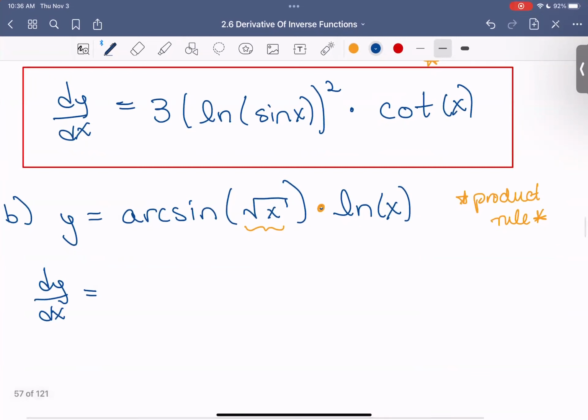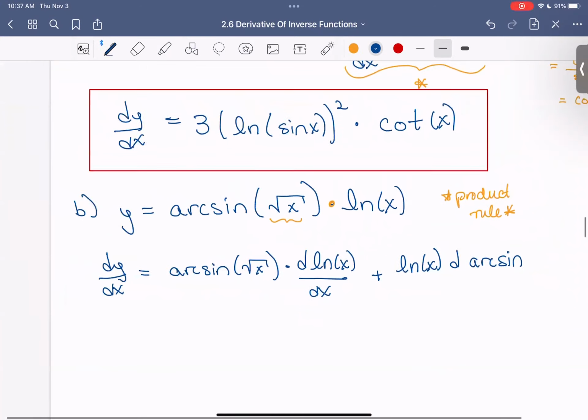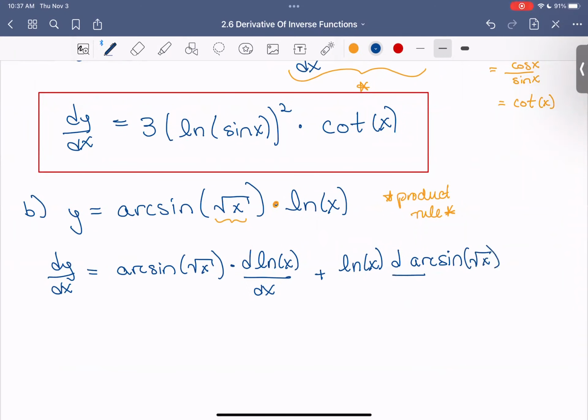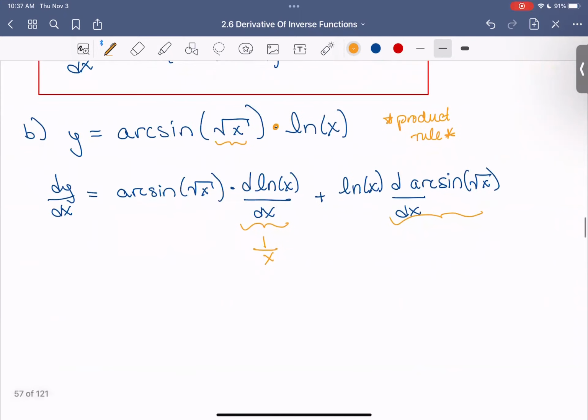So we can use then the product rule. We'll have our first function, arc sine times root x, times derivative of ln of x, plus ln of x times the derivative of arc sine of root x with respect to x. So we know from the formula, the derivative of ln is 1 over x. So now we just need to compute the derivative of arc sine of root x.